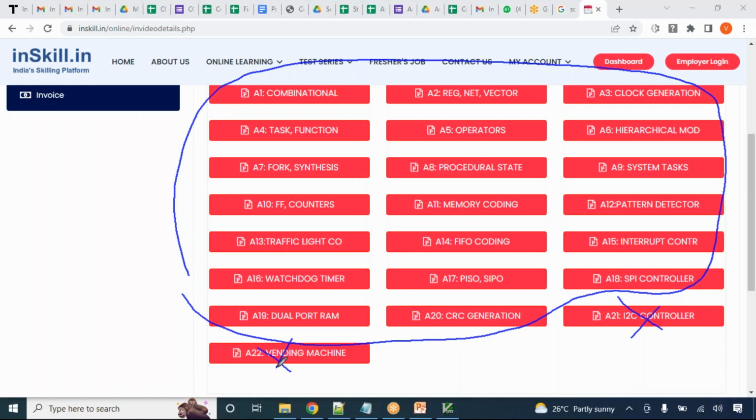Typically, what we do is every alternate day is an assignment support session. Let's say today I complete combinational logic as a trainer. The next session will be focused on supporting you with the assignments. Let's say the day after tomorrow I complete this topic, reg net vector. The following day's session will support you with the assignments. So for every topic you see here, there will be a supporting session.